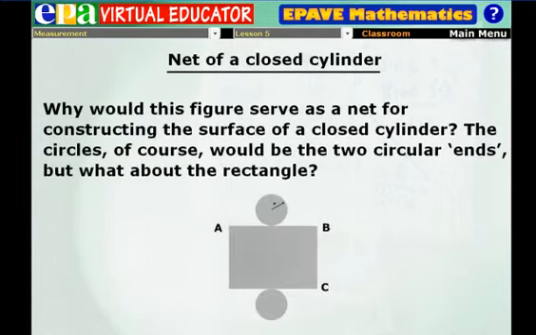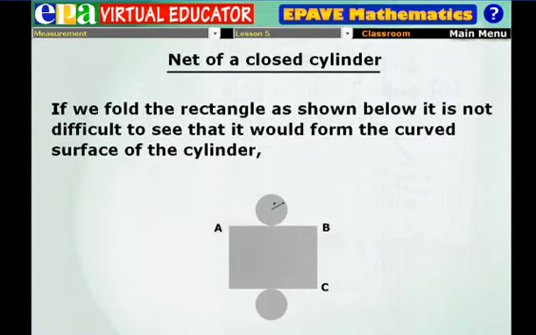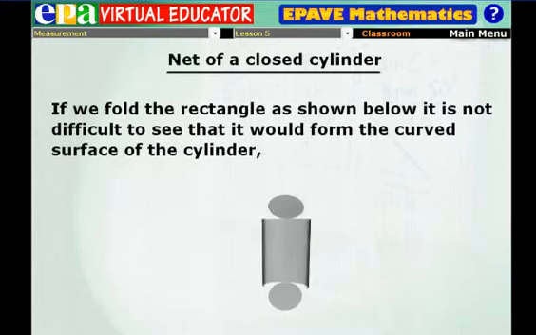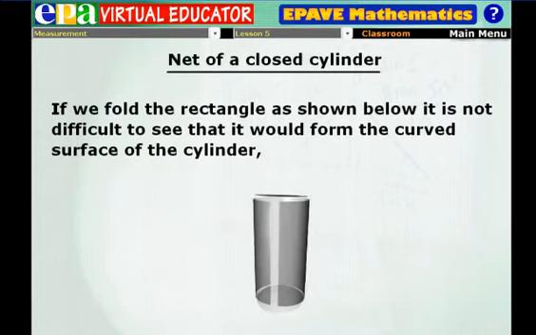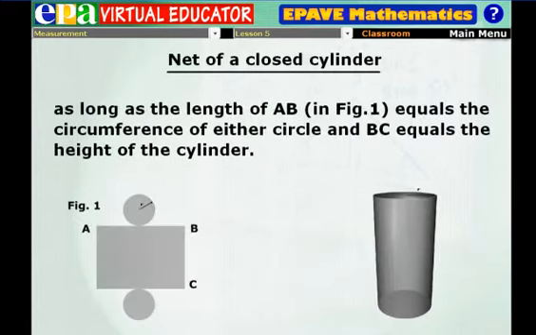Why would this figure serve as a net for constructing the surface of a closed cylinder? The circles, of course, would be the two circular ends, but what about the rectangle? If we fold the rectangle as shown, it is not difficult to see that it would form the curved surface of the cylinder, as long as the length of AB in Figure 1 equals the circumference of either circle and BC equals the height of the cylinder.